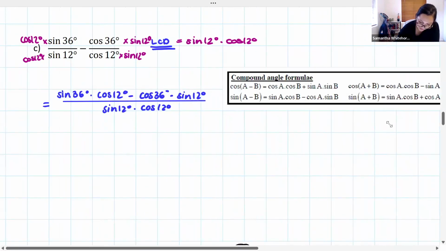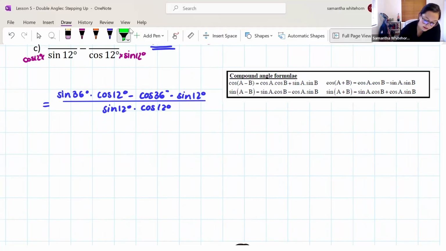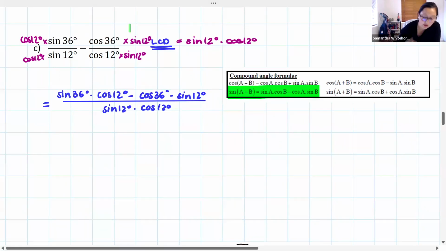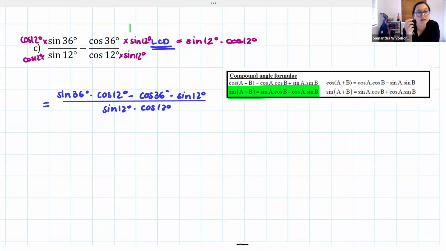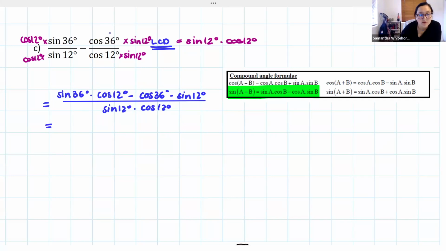Right, so if we go and compare the situation that we have with our compound angle formulae, we've got a sine cos minus cos sine. Sine cos minus cos sine is a compound angle formula for sine of A minus B. So that means I can apply my compound angle formula there. Right, so let's do that. Again, we haven't done all of this work to just stop here. We now can start applying the things that we can apply.